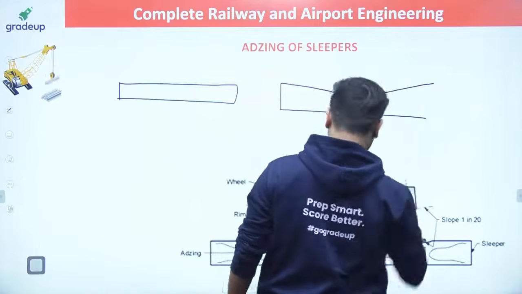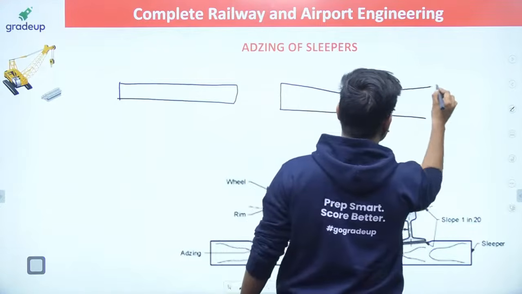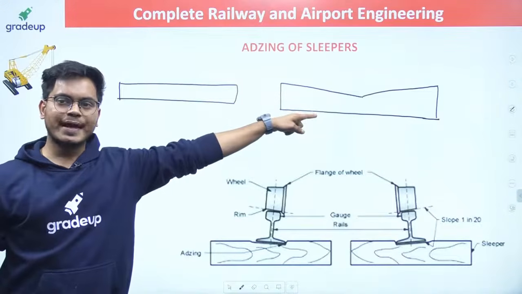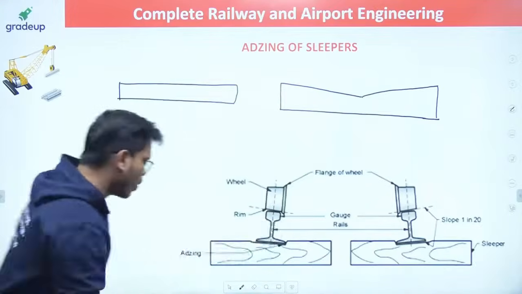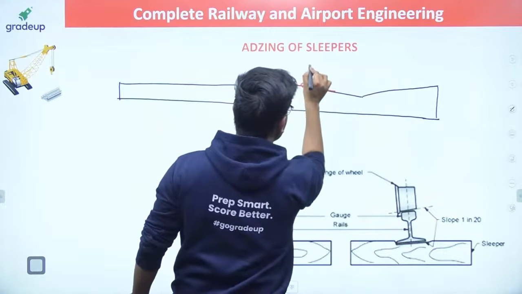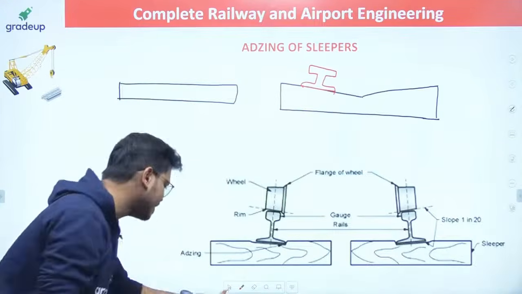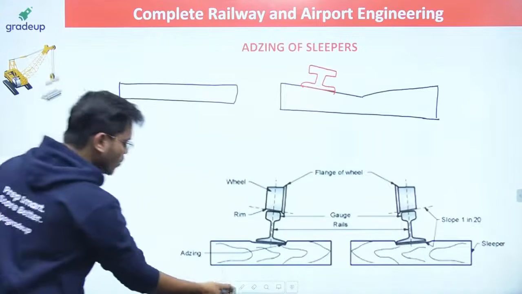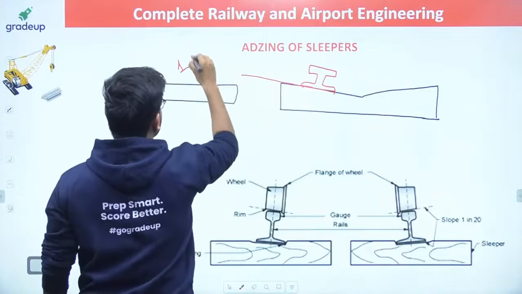This is after edging. That is too much. Let me just make it a little bit realistic. Now guys, this is your sleeper after edging. As soon as I provide the edging, what is going to happen with my rail? The rail will look like this. Can you see that it is tilted? And as soon as it is tilted, the contact has increased. And how much is this edging slope? This is also 1 in 20.